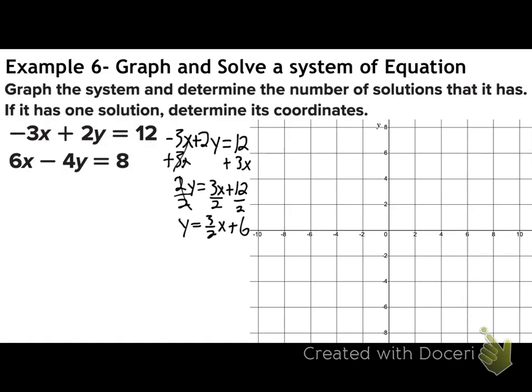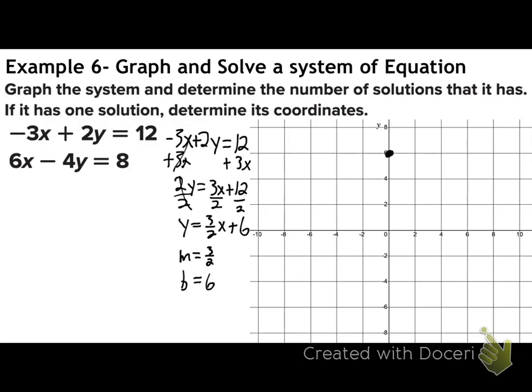Yes, sir. What's my slope here? 3 over 2. And my y-intercept? 6. So go up 6 on your y-axis and put a point. Positive 3 over positive 2. Which two directions, how many units am I going? Up 3, right 2.